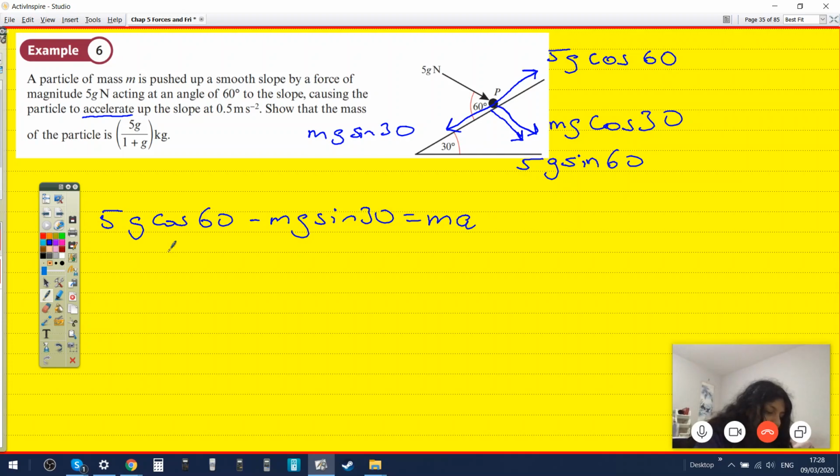I got m is equal to 4.54, but that's wrong. I think you're just meant to rearrange it and not do it in decimals. We don't know the acceleration, so. No, we do. It says 0.5.